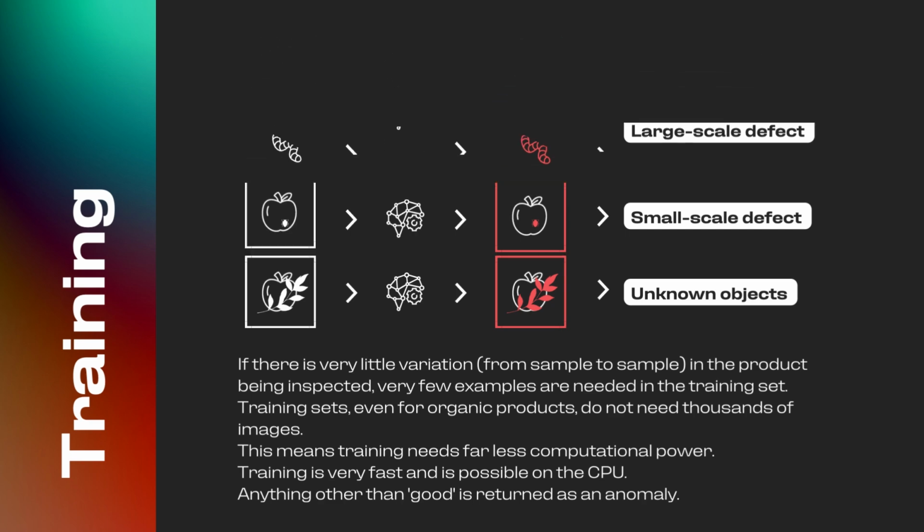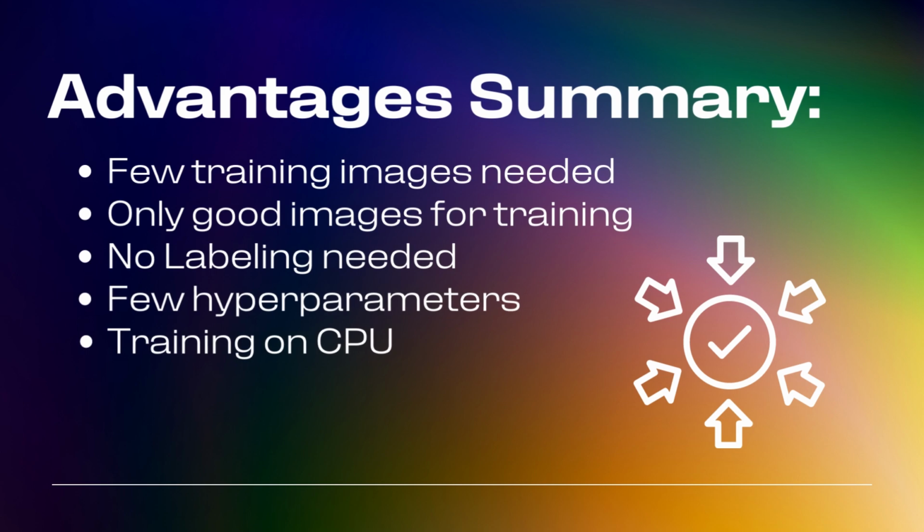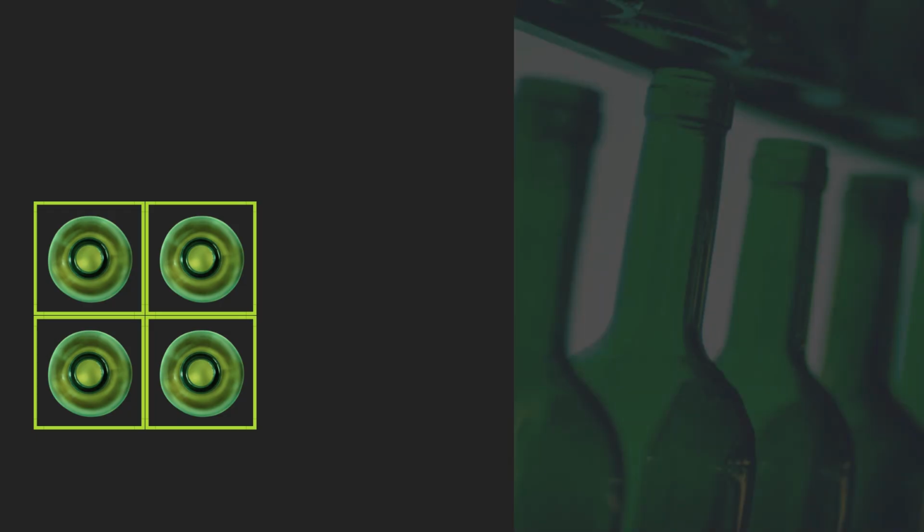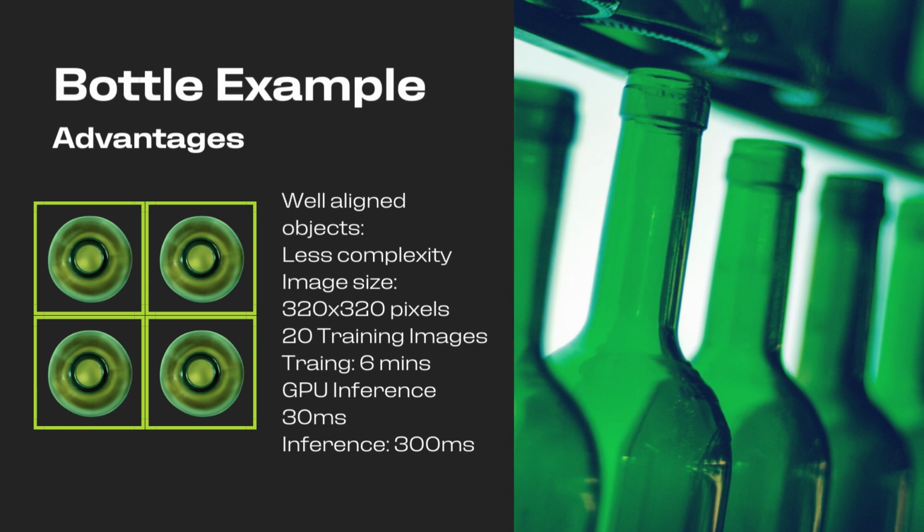Okay. So, a quick summary. We've got very few training images, only good ones, no labeling, and training on a CPU. So let's get to an example here. We have a bottle that we're looking down on in plan view, and this is giving us some example numbers that might apply to this kind of training.